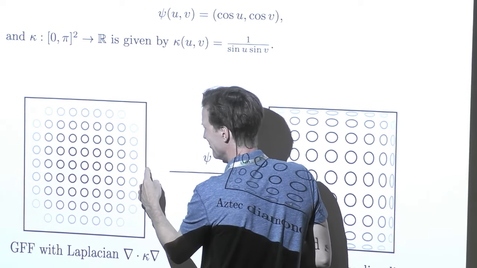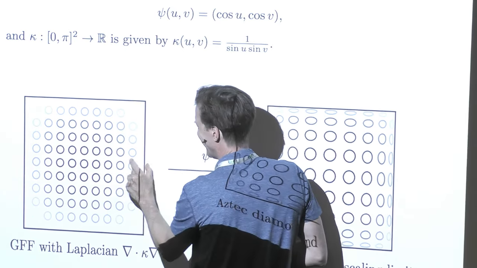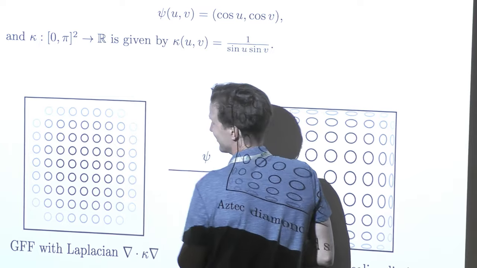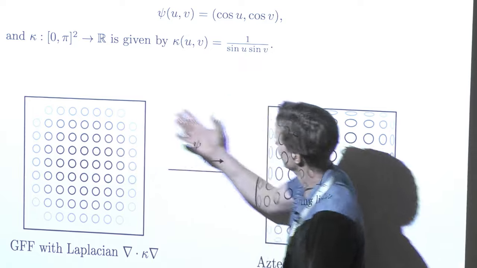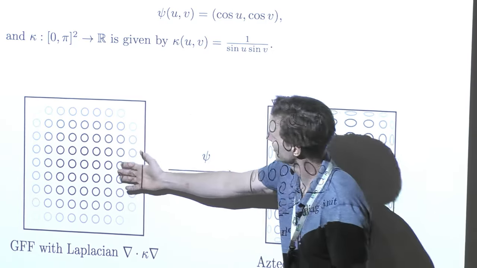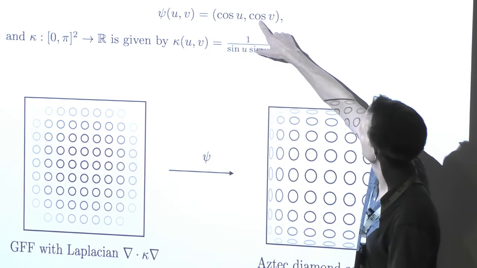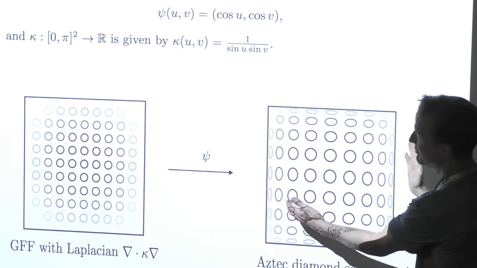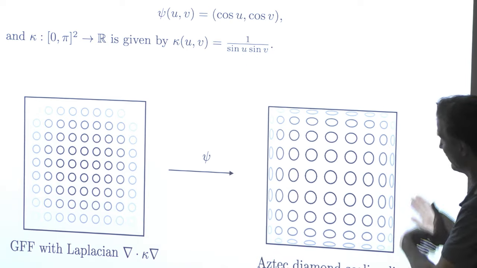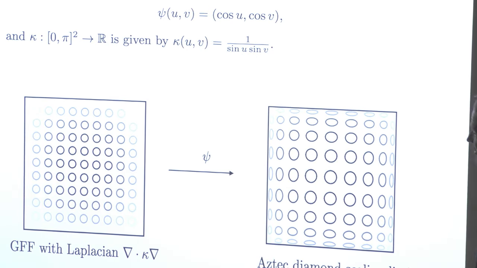The conductance goes to infinity at the boundary. So the copper sheet is very thin in the center, and it gets thicker near the boundary. But you have the standard conformal structure. Then to get the actual fluctuations, you map that by some diffeomorphism phi, which is given by cosine u, cosine v. And the image is the correct Gaussian field of fluctuations here.